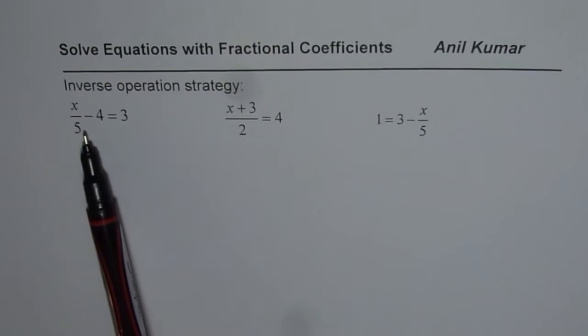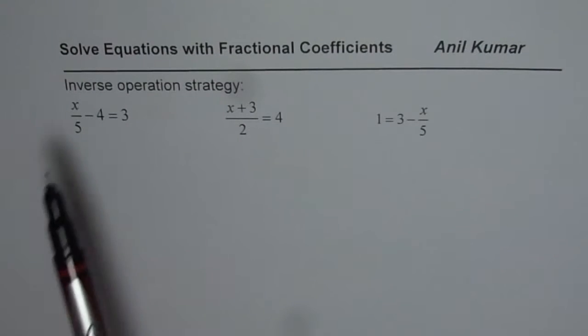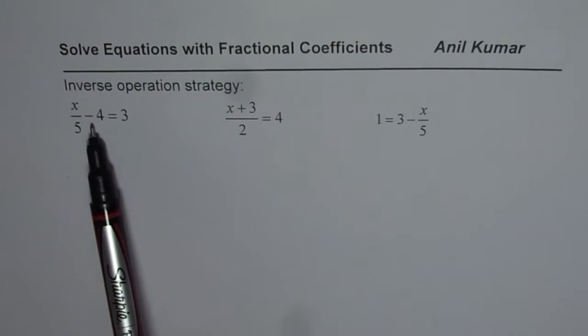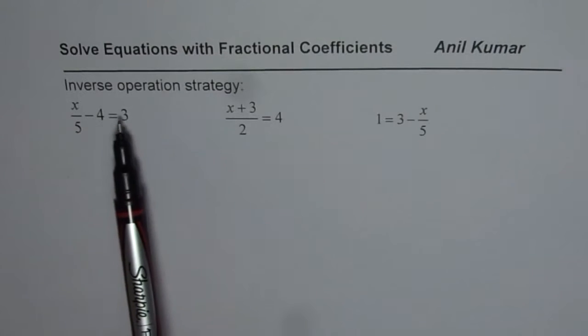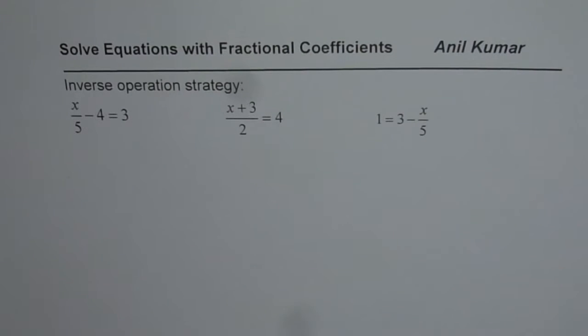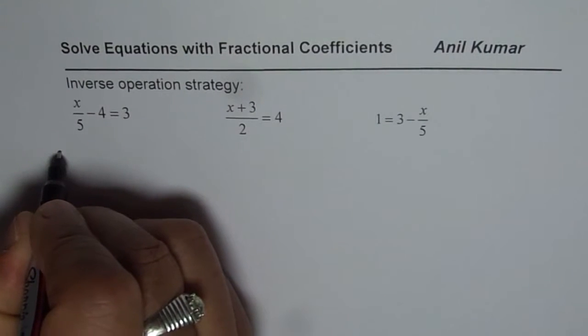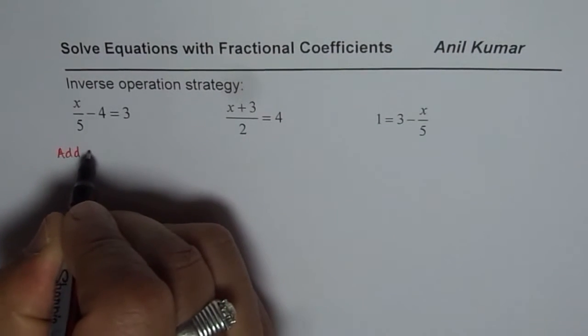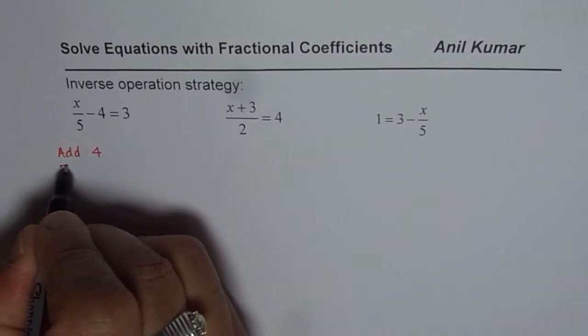If I have x divided by 5 minus 4 equals 3, what should be my steps? First step should be add 4 on both the sides, correct? Second should be multiply by 5. Once we do that, we get a solution, right? So let me just write down the steps here. First is add 4, and then the second step is times 5.